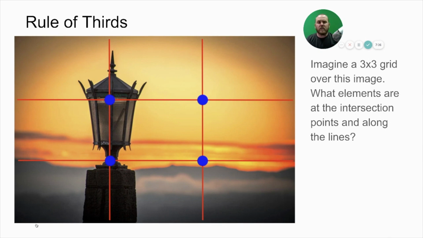I had a comment from someone saying I was taking a picture of a horse and it was moving around and I couldn't keep him on the grid lines. It's okay. Even though it's called a rule, it's more of just a guideline.